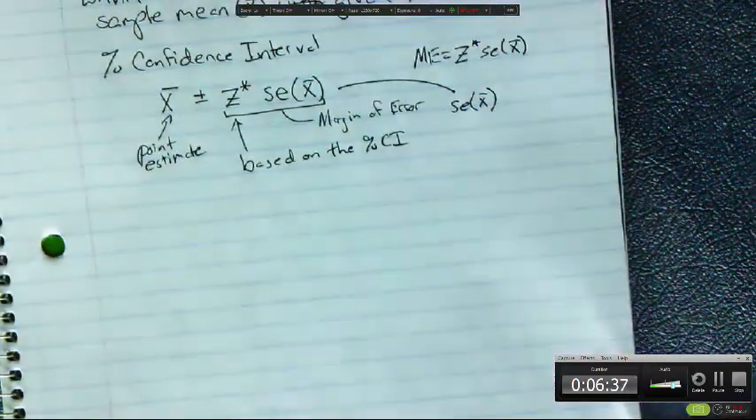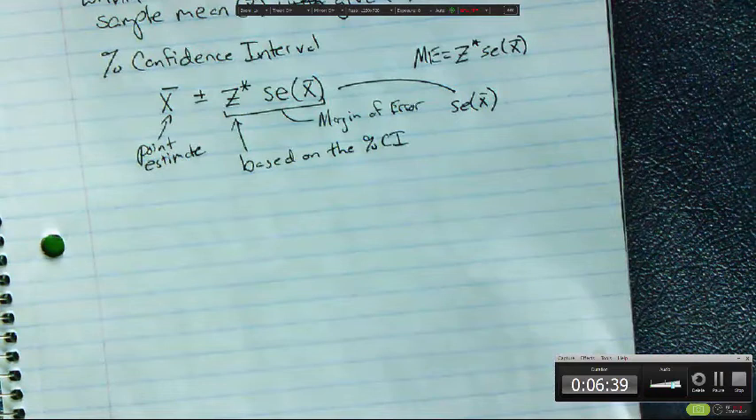Well, what was the formula for the standard deviation of X bar? Square root of p times q. Now, listen to what I'm saying. What's the formula for the standard deviation of X bar? Not the standard deviation of P hat.